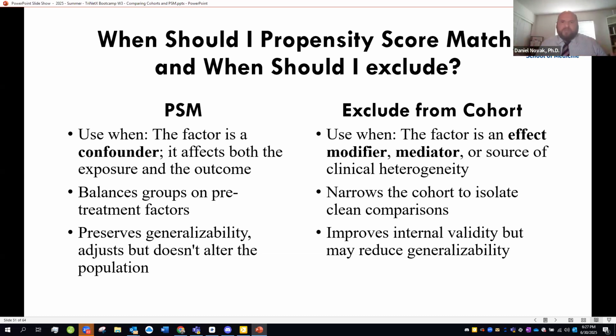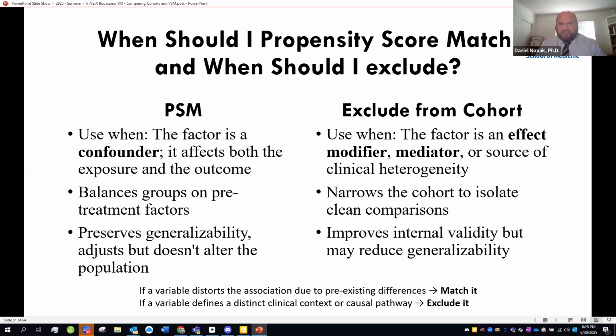If you've included a bunch of people with mediators and effect modifiers in them, you're going to have much less clarity and a lot more wacky results going on. Anyway, it improves the internal validity, but may reduce the generalizability because you're excluding people who may have some sort of related factor going on in their work or in their health case. Really, really shortly, if a variable distorts the association between pre-existing differences, match it to reduce that distortion. If a variable defines a distinct clinical context or causal pathway that is related to your outcome, exclude it. It's the best kind of guidance I could come up with for that.